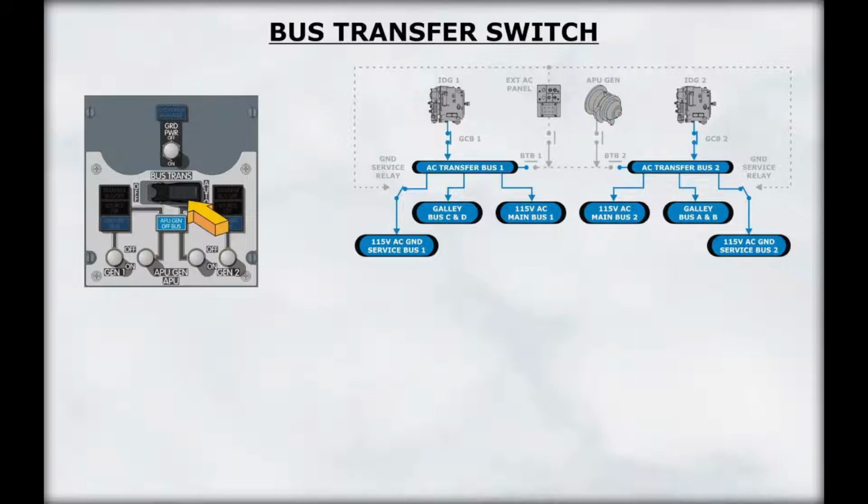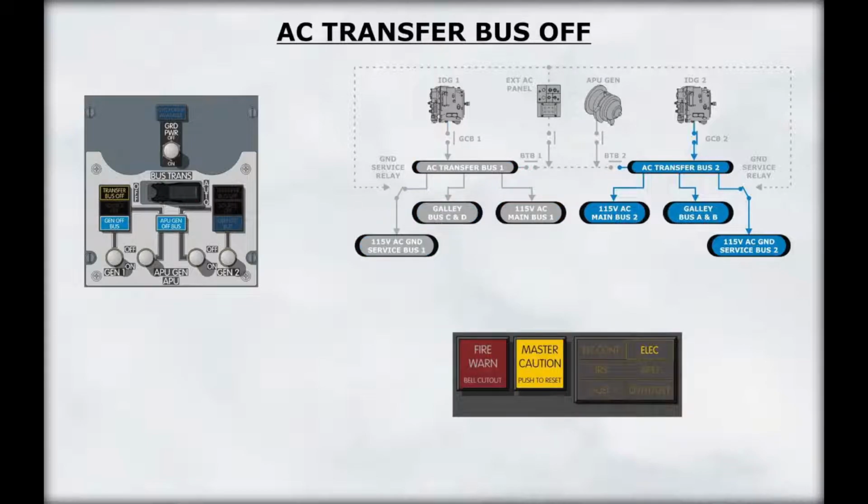The bus transfer switch controls the operation of the bus transfer system. It is a two-position switch guarded to the auto position. If a transfer bus is not powered, the associated transfer bus off light illuminates. The electric annunciator light and the master caution lights also illuminate.